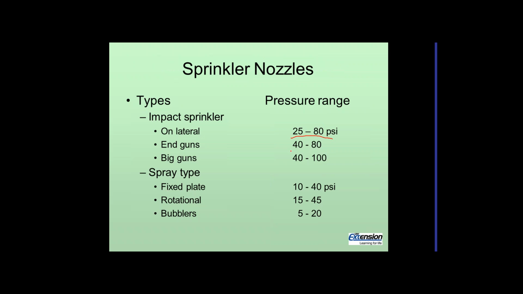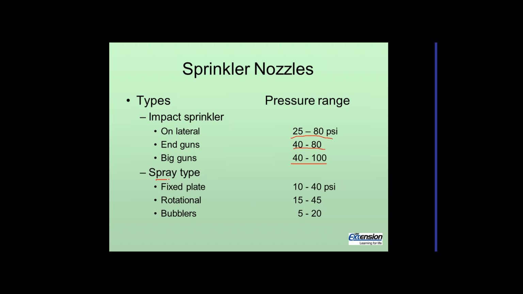End guns and big guns. So a big gun would be like what we'd use on a traveling gun system. They'll all require more pressure, and the higher the pressure, the farther we can throw the water. Also, the higher the capacity that's being pumped through there will require higher pressure to throw the water as well to get it spread out.